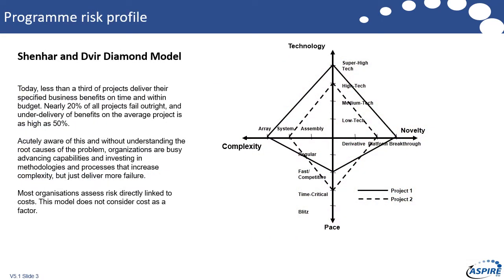I'd like to introduce you to this little model that we came across by some guys called Den Heer and De Veer a few years ago. We found it really useful to help explain to a particular client why they were having so much trouble with some of their programs. The model itself is really around analysing the complexity of a technology change.